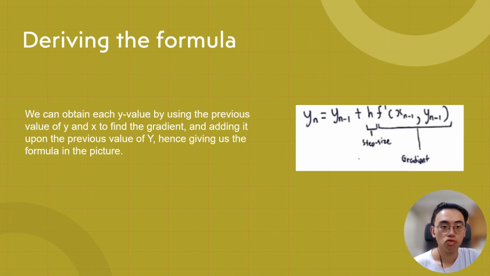The way to derive the formula is by using the previous value of y and the previous value of x to find the gradient, multiplying it by the step size, and adding it upon the previous value of y. Hence, the formula is y_n equals y_(n-1) plus the step size multiplied by the gradient, plugging in the values of x_(n-1) and y_(n-1).